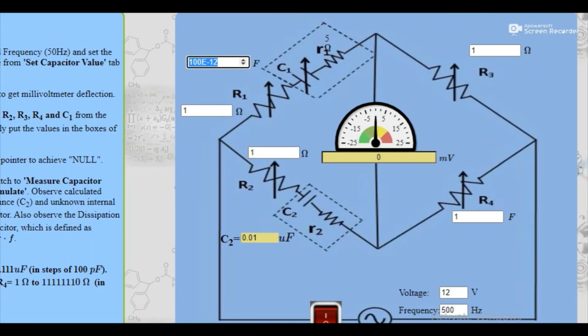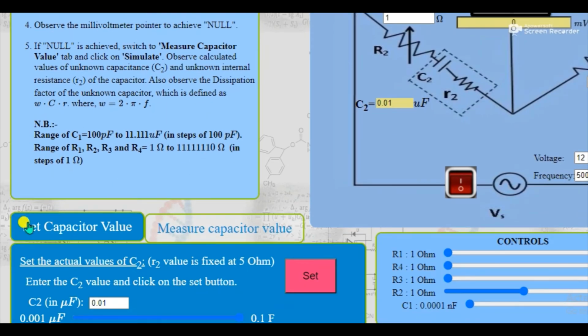First of all, here this is given, set the capacitor value. This is what we need to do first of all. So I can set it as per my wish. So let it be 0.454. Set, click on set. Okay.